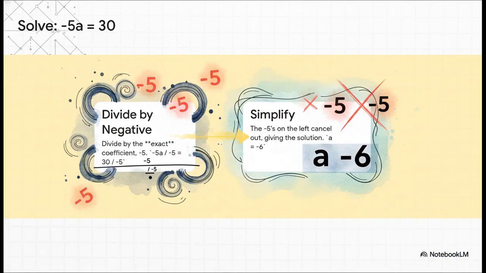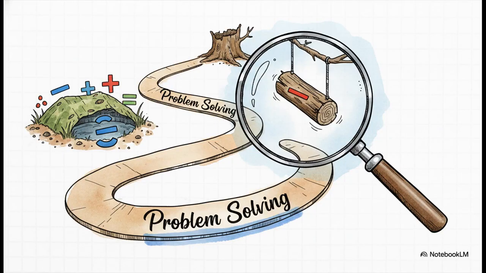Now let's look at one with a negative. We've got -5a equals 30. Here, a is being multiplied by -5. Now this is so important. To get a by itself, we have to divide by that exact same number, and that includes the sign. So we divide both sides by -5. On the left, they cancel out, and on the right, 30 divided by -5 gives us our final answer. A equals -6.